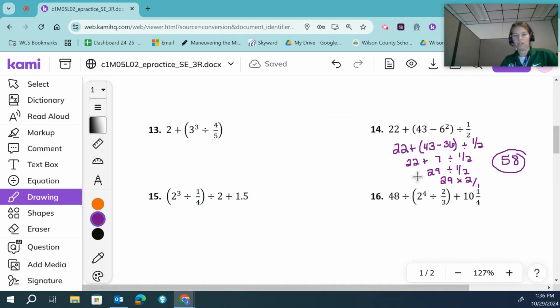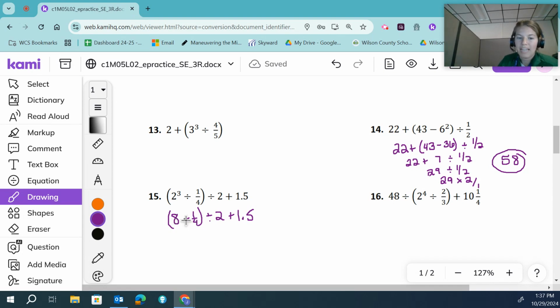All right, let's do another one together. Number 15 here has some fractions and some decimals. So 2 raised to the third power. Again, do our grouping symbols first, and exponents within those grouping symbols. 2 to the third power is 8, divided by 1/4, divided by 2 plus 1.5. We should be able to do these without a calculator because we know how to multiply and divide fractions and add and subtract decimals.